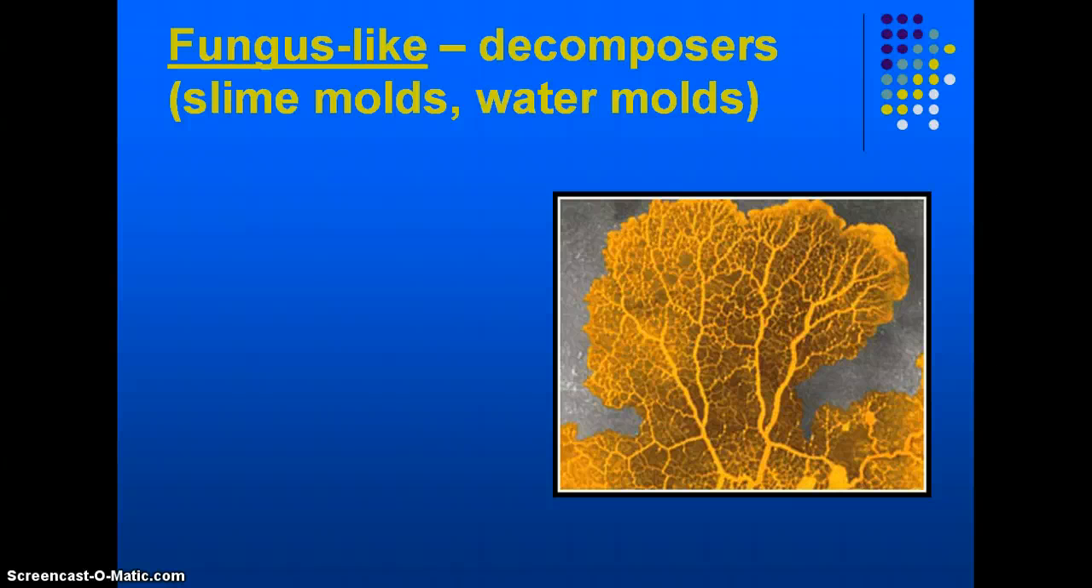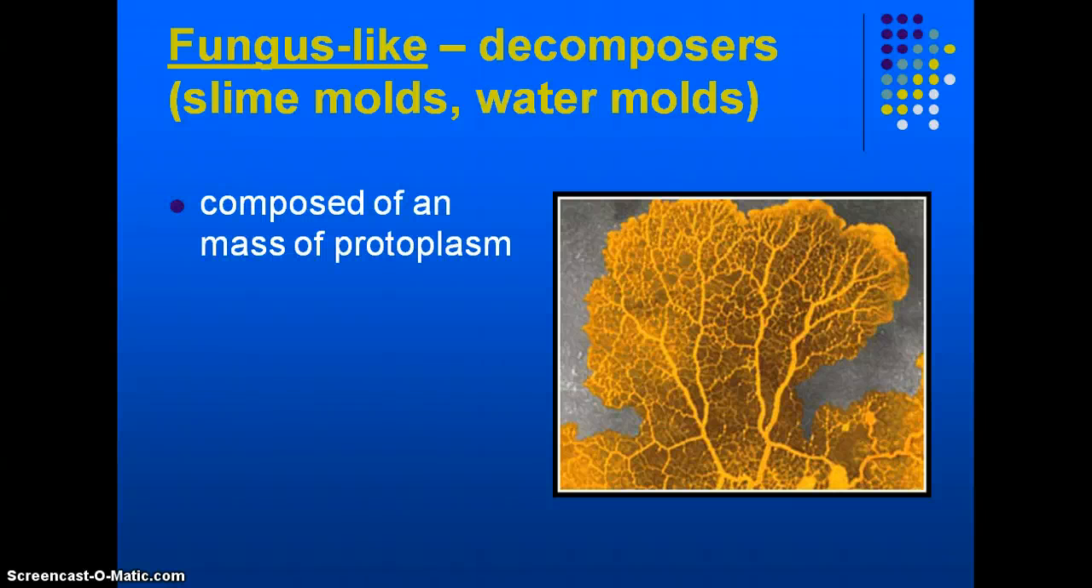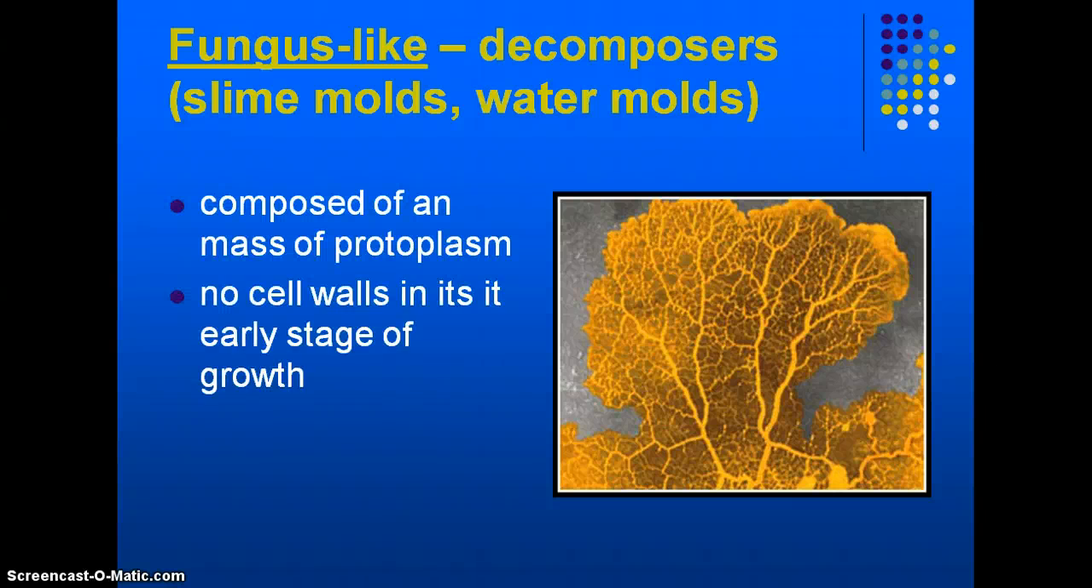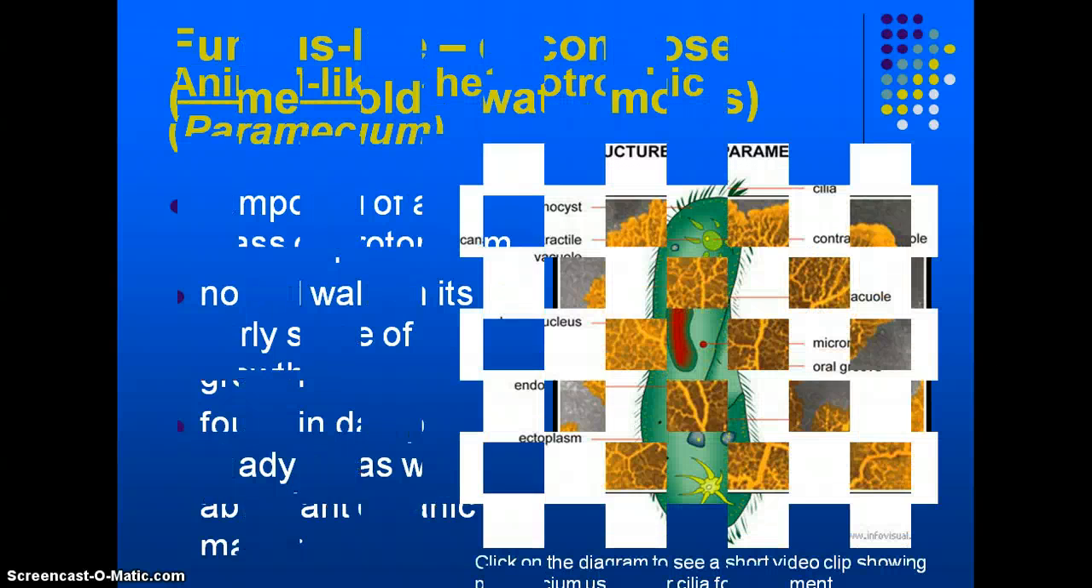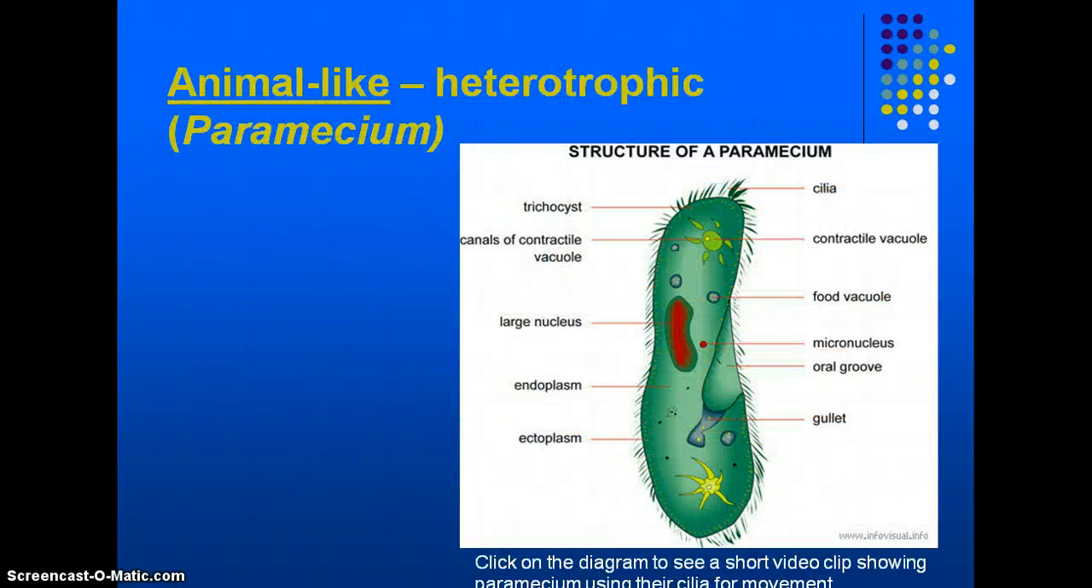We have fungus-like protists, and those are going to be our decomposers, things like slime molds and water molds. They're made up of a mass called a protoplasm. Now, these do not have a cell wall in the early stages of their growth, and they're found in damp, shady areas. And then animal-like, again, we have a paramecium.